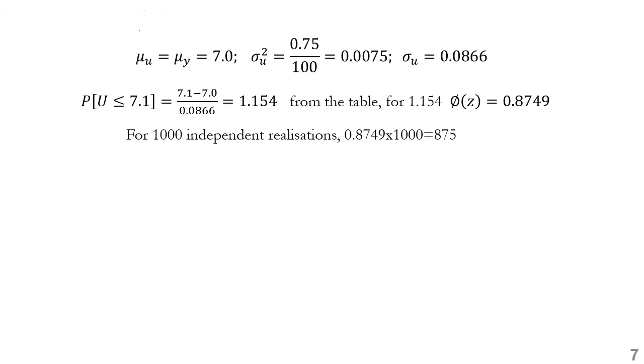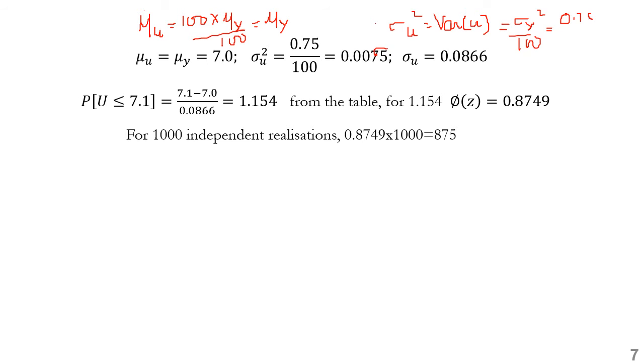So here the mean of u is equal to 100 times mu y divided by 100, so you get mu u equal to mu y, that is equal to 7. And the variance of u, sigma u square, is given by sigma y square by 100. So you have 0.75 by 100, which gives 0.0075. From this you can find sigma u, the square root of 0.0075, that gives you 0.0866.